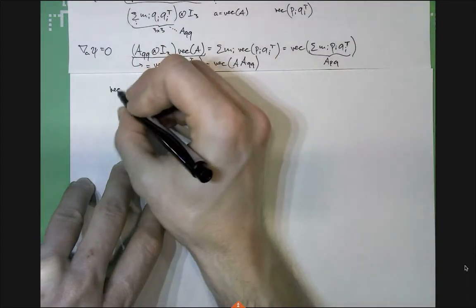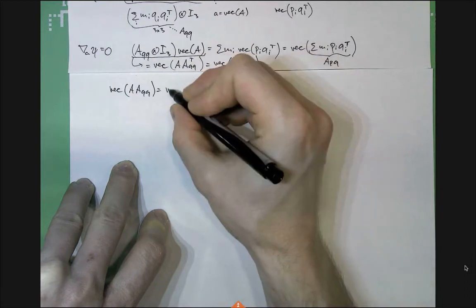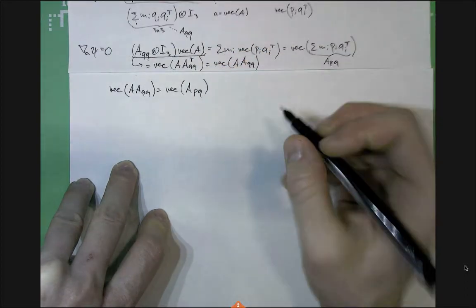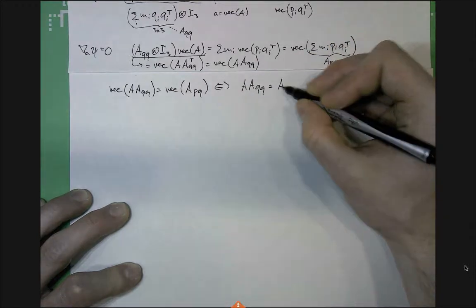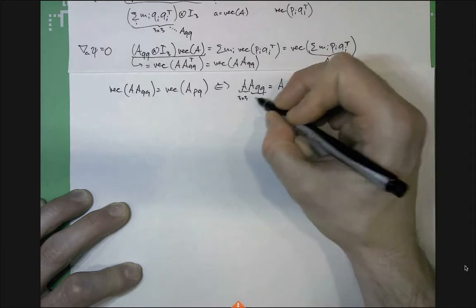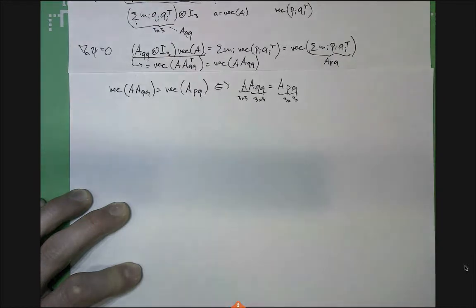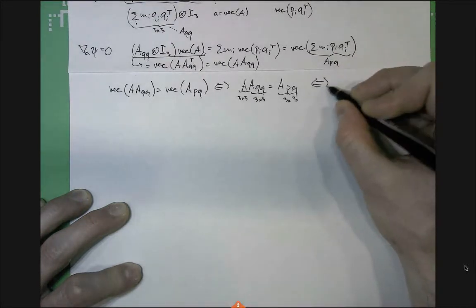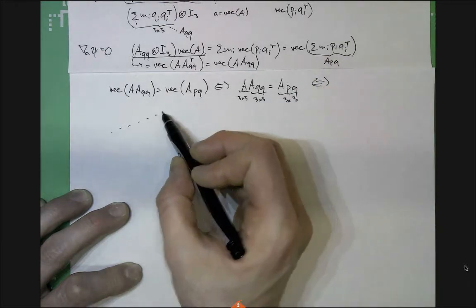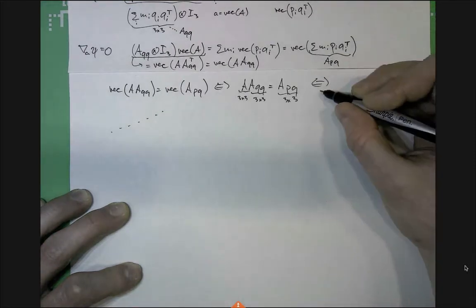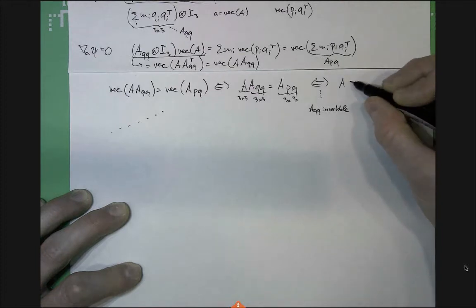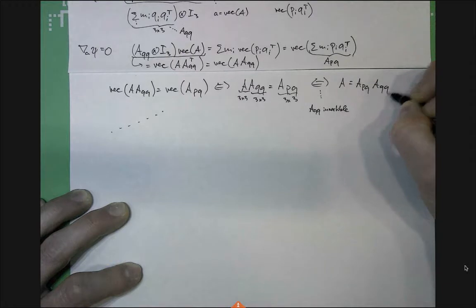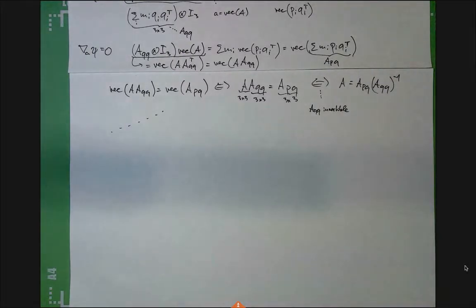So what I have ended up with is the vec of A AQQ equals the vec of APQ. But then I can as well get rid of the vectorization. And so this is equivalent to saying that A AQQ is equal to APQ. And all these guys are just 3x3 matrices. So assuming that AQQ is invertible, which it usually is, unless you have some weird configurations like all the points on a line or something like that, then we can say that this is equivalent to saying that A is APQ AQQ inverse. That's the solution of the optimal linear transformation.